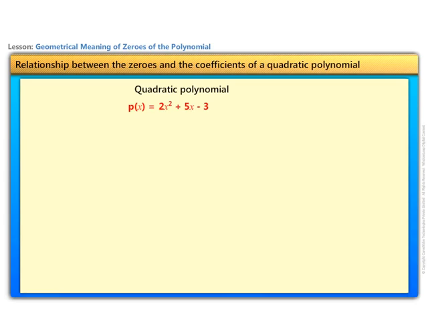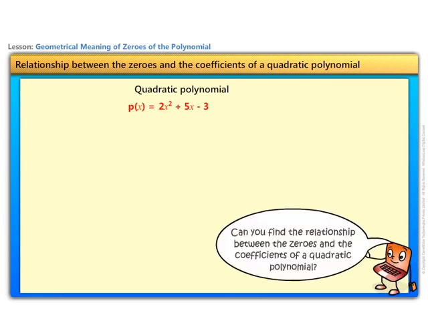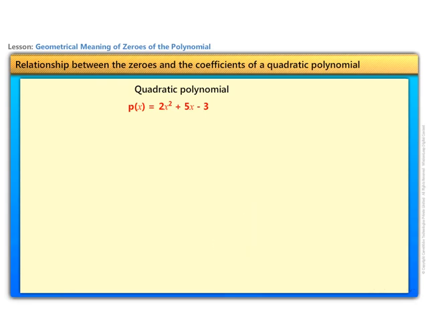Now, let us take a quadratic polynomial 2x squared plus 5x minus 3. Can you find the relationship between the zeros and the coefficients of a quadratic polynomial? In our earlier classes, we have learned to factorize a quadratic polynomial by splitting the middle term. Here, we need to split the middle term 5x as the sum of two terms, whose product is 2 into 3, which is equal to 6x squared.